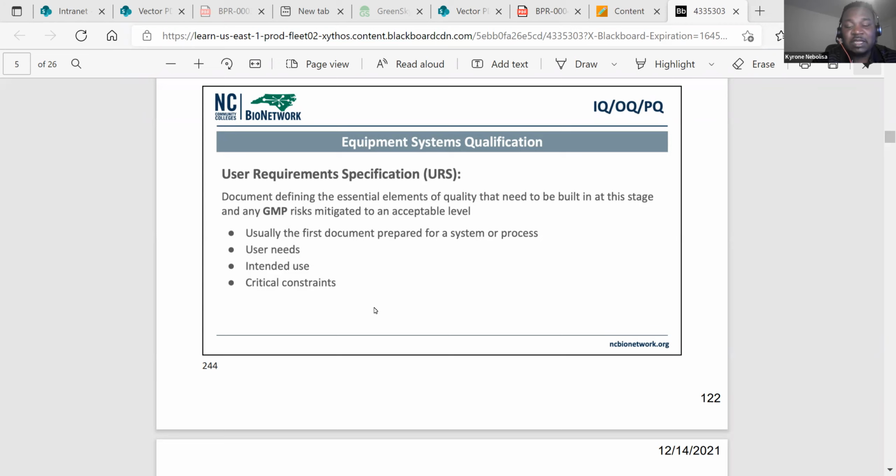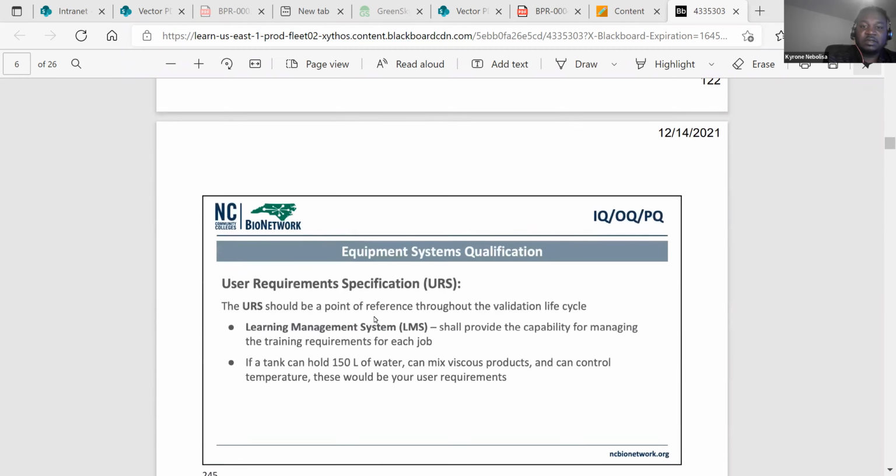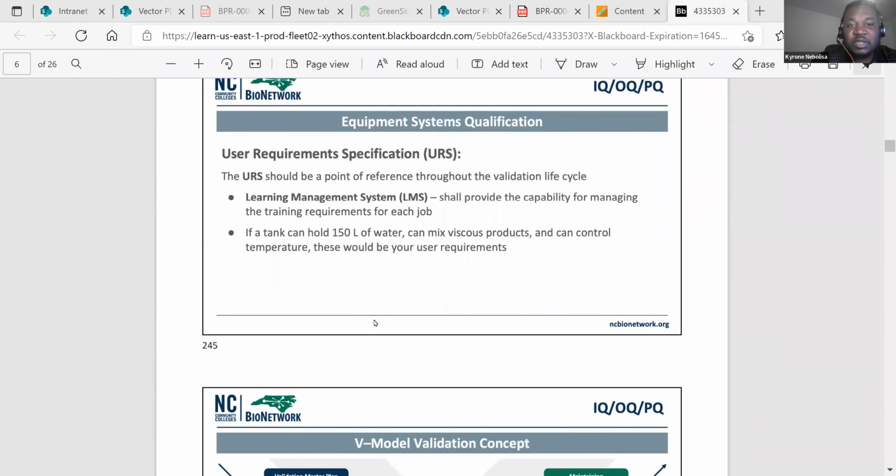Essentially the user requirement specification is an overview of a piece of equipment that you'll want to have, and it gives you the outputs of the equipment. For example, my piece of equipment needs to be made of a particular type of stainless steel. It needs to have adequate lighting. It needs to have sample ports. So it just outlines the piece of equipment, its components, and an overview of that piece of equipment. The URS should be a point of reference throughout the validation lifecycle.